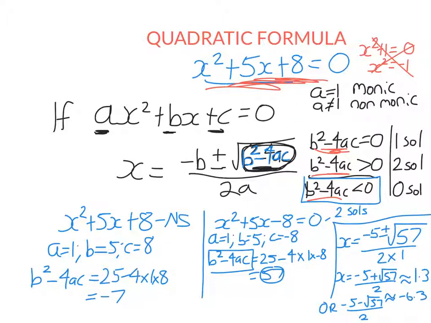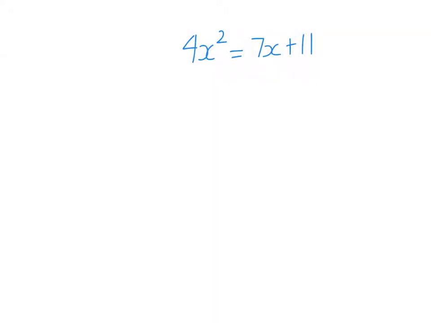I mean, we never would have guessed that: minus 6.3 times 1.3 gives -8 and minus 6.3 plus 1.3 is -5. We wouldn't have been able to guess those two numbers off the top of our head. That's why we need the quadratic formula. So please pause and copy this down. I'm going to do one more example. So let's have a go at this question here.